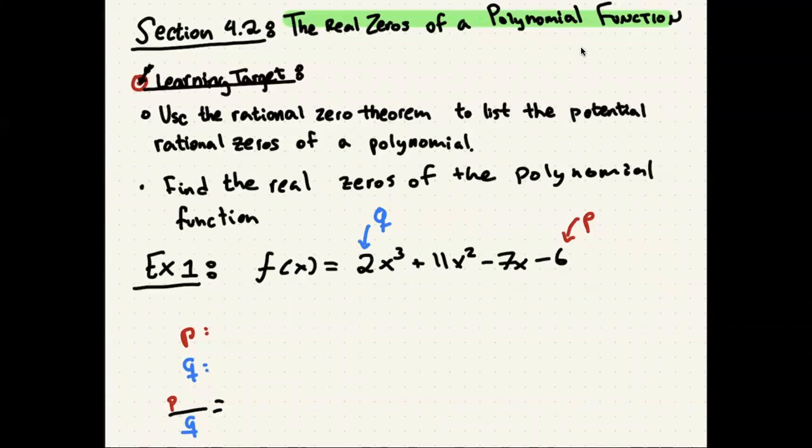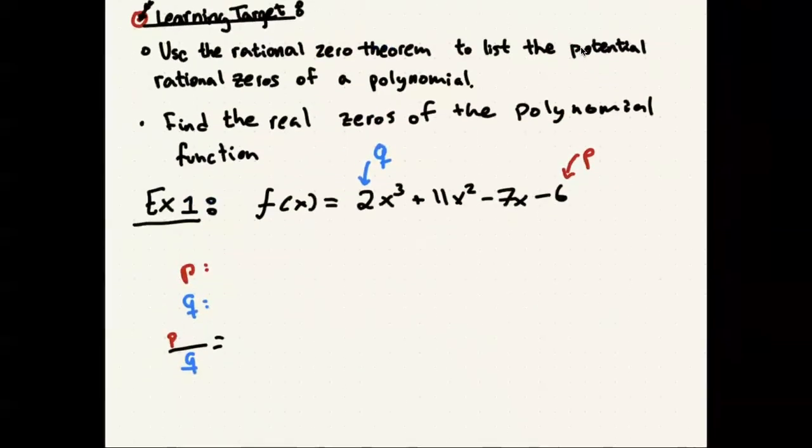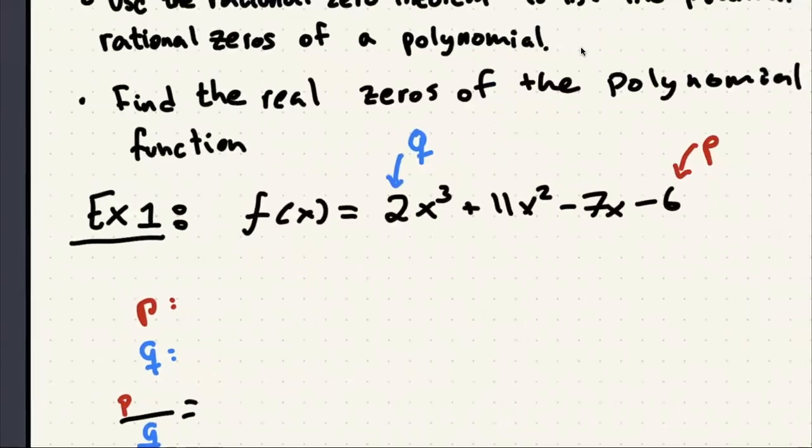P is -6, so we need to list the factors of -6, right? What are the factors of -6? It's gonna be plus or minus 1, plus or minus 2, plus or minus 3, plus or minus 6. Those are all the numbers that multiply to 6, and it can be in any combination of positive and negative. Okay. Next up, we have Q. Q is 2, so we gotta list all the factors of 2. That's plus or minus 2 and plus or minus 1.